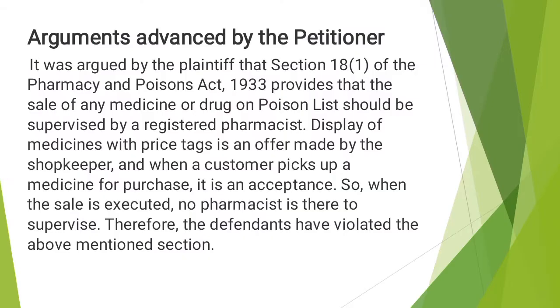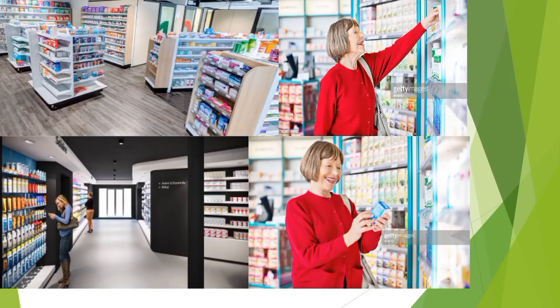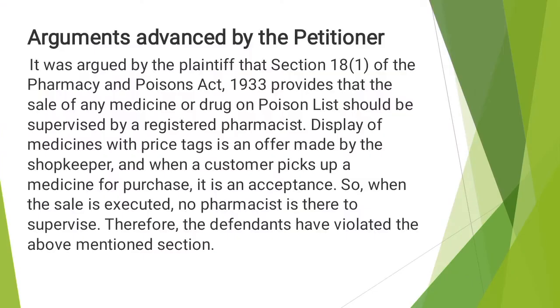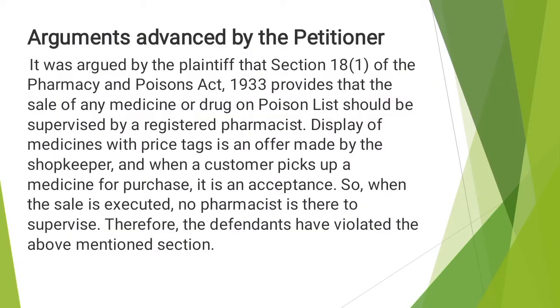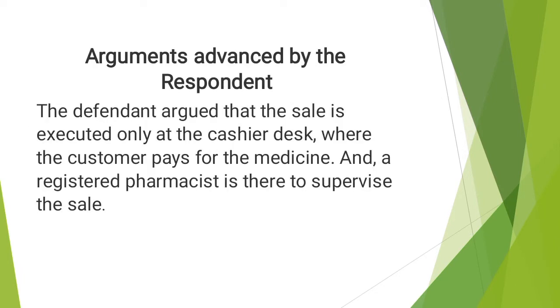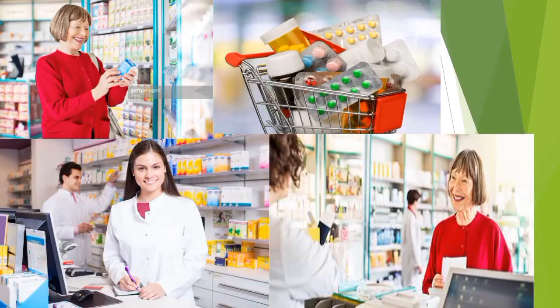Arguments advanced by the petitioner. It was argued by the plaintiff that Section 18, Sub 1 of the Pharmacy and Poisons Act of 1933 provides that the sale of any medicines or drugs on the poisons list should be supervised by a registered pharmacist. Display of medicine with the price tags is an offer made by the shopkeeper, and when a customer picks up a medicine from the shelf to purchase, it is an acceptance. So when the sale is executed, no pharmacist is there to supervise. Therefore, the defendant has violated the above mentioned section.